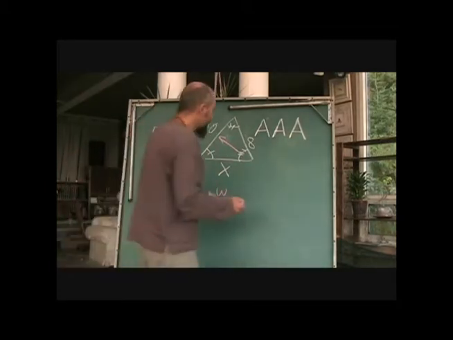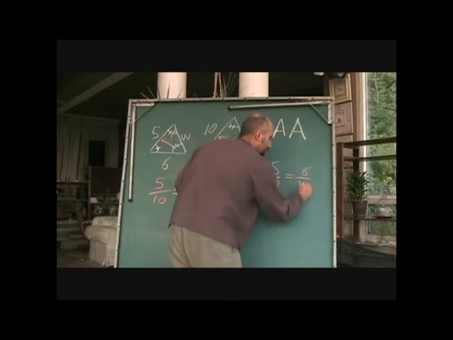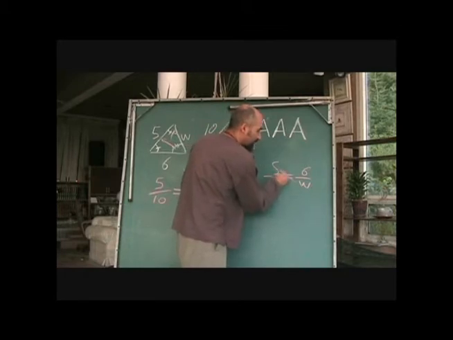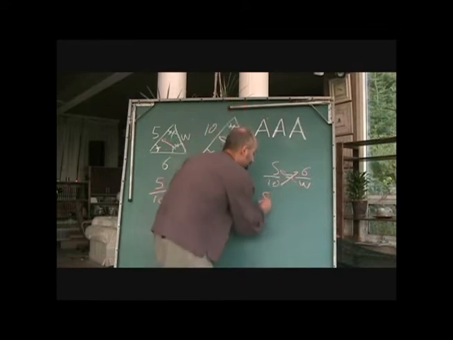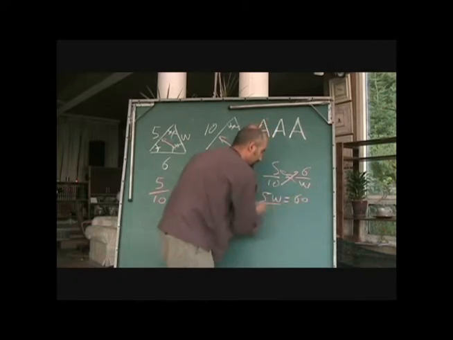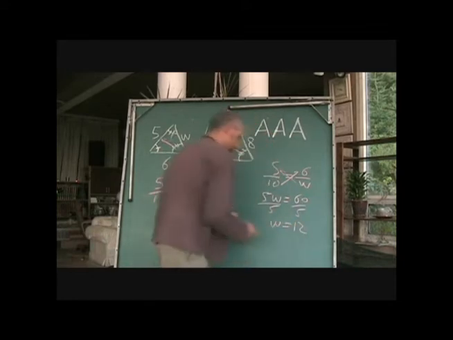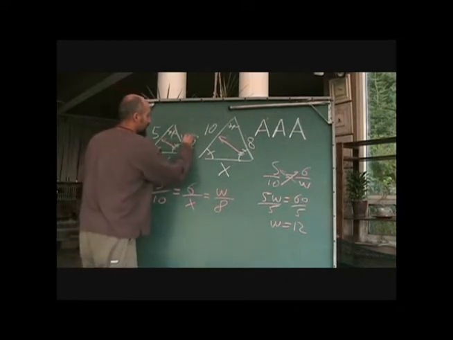Let's do this over here. So 5 over 10 is equal to 6 over w. Now, to get rid of fractions, all you got to do is cross multiply. The bottom guy from over here comes to the top over here. The bottom guy from over here comes to the top over here. So this becomes 5w is equal to 10 times 6 is 60. And then divide by 5, divide by 5. So w is equal to 60 divided by 5 is 12. So right away, you just solved for w, which is over here, which is 12.